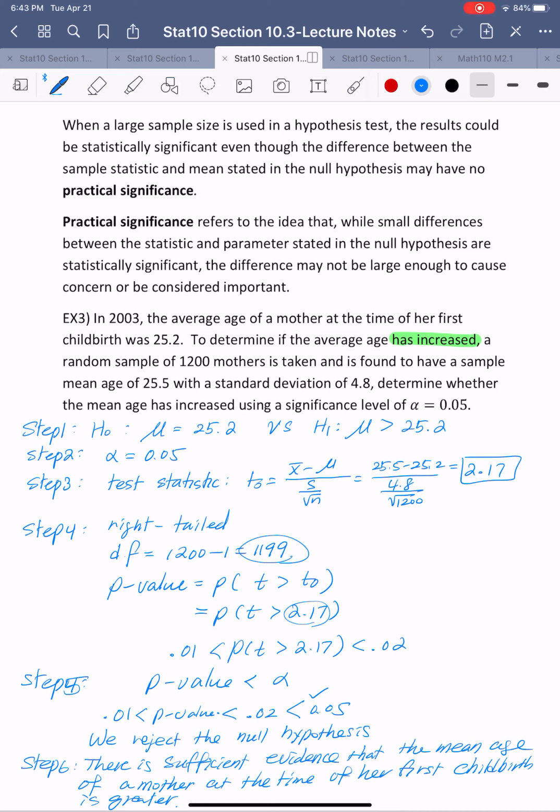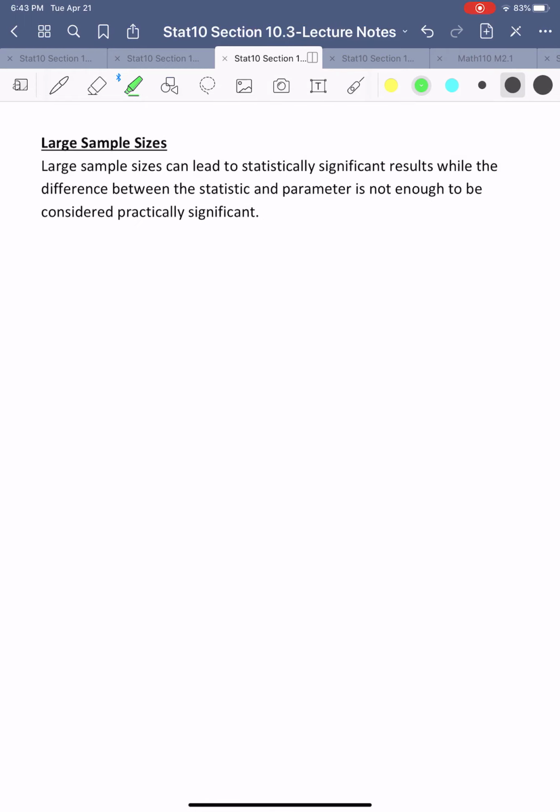But even though it's greater, it's not that significant because the difference is only between 25.2 and 25.5. So it's still 25 years old, right? So this is really the practical significance in the age difference. Okay, all right. And then what's important is large sample sizes. A large sample size can lead to statistically significant results, while the difference between the statistic and the parameter is not enough to be considered practically significant. All right, that's for 10.3.